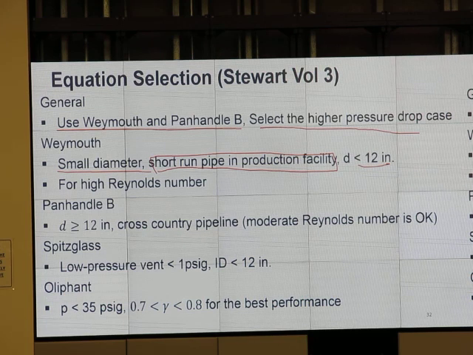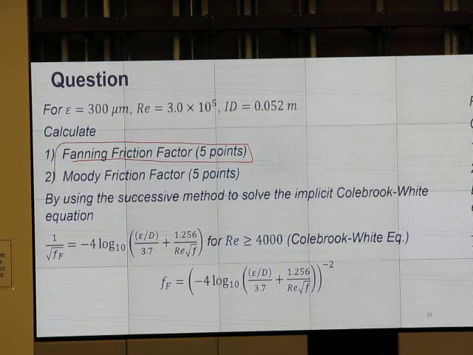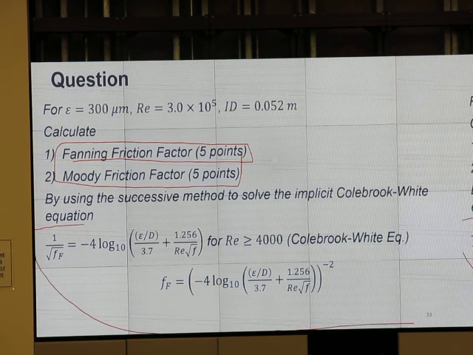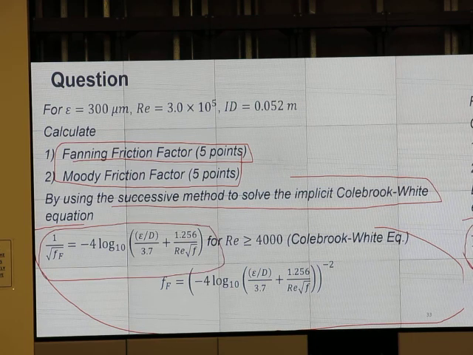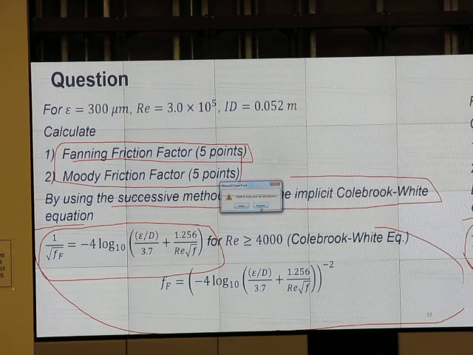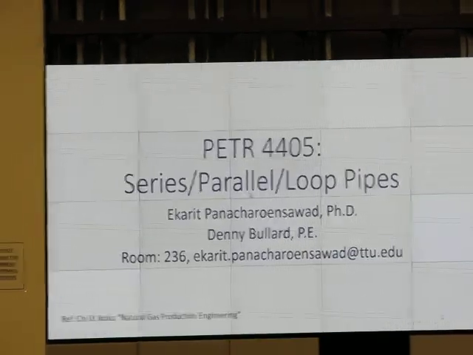What did we learn in this class? We learned pressure drop. Pressure drop for gas pipe, pressure drop for liquid pipe, pressure drop for two-phase flow. Metering, and some pump, horsepower for pump, horsepower for compressor. That's it, right? Very easy, just those. And Moody friction factor, Fanning friction factor, you can do the successive method by now, right? From the Colebrook equation, you did it a couple times already. So it could appear in the exam. If it is and you cannot do it, you just get zero. Parallel, series, loop pipe.